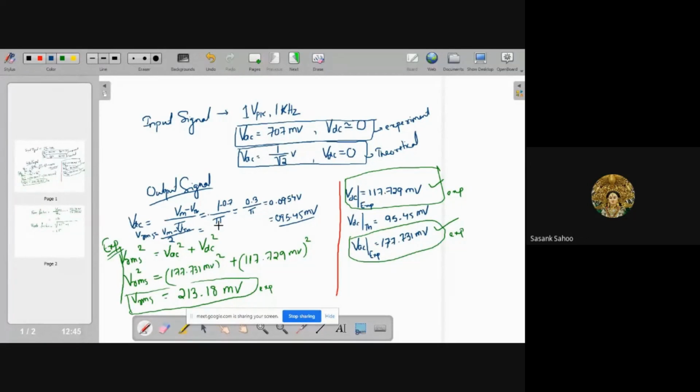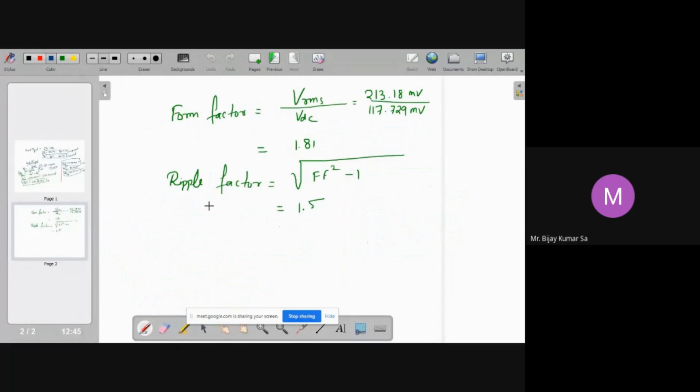0.15 volt, right? 0.15 volt. This is VDC theoretical. This is VRMS theoretical. So VDC and VRMS we now know. VAC निकालने की जरूरत नहीं है. अगर VAC निकालना होता we could have used this expression to get the VAC. तो हम लोग यहाँ पर theoretical form factor और theoretical ripple factor हम लोग निकालने की कोशिश करेंगे.